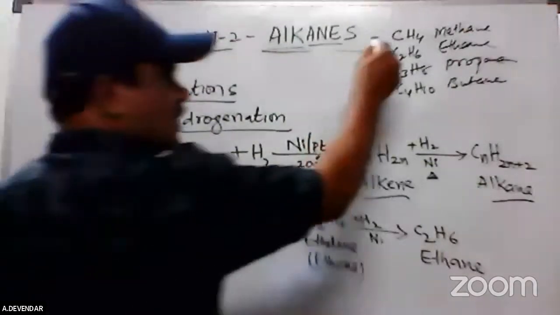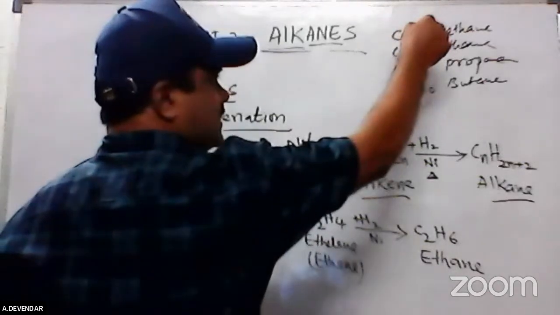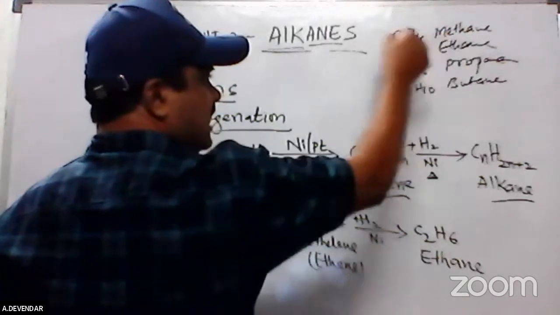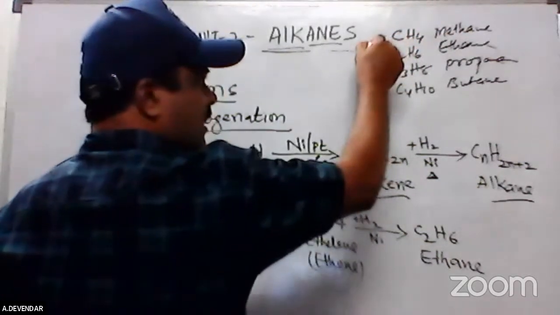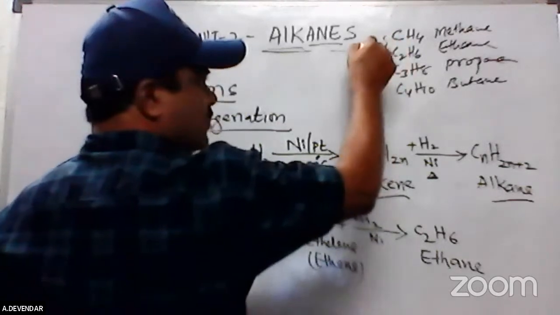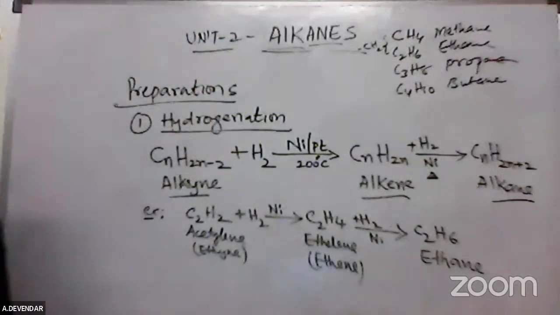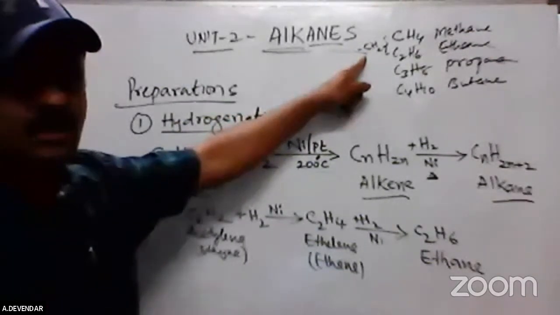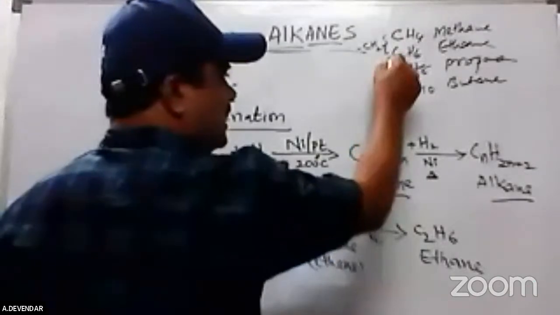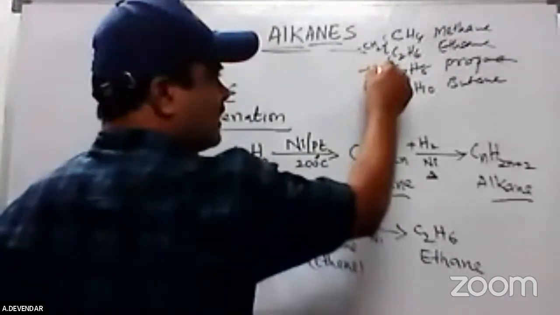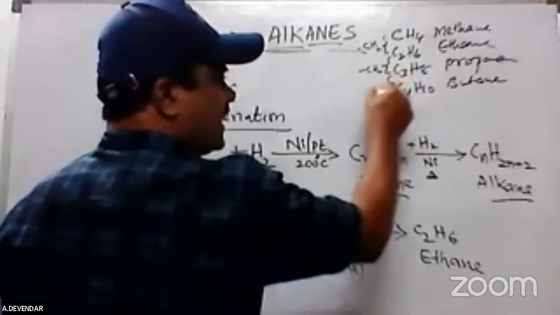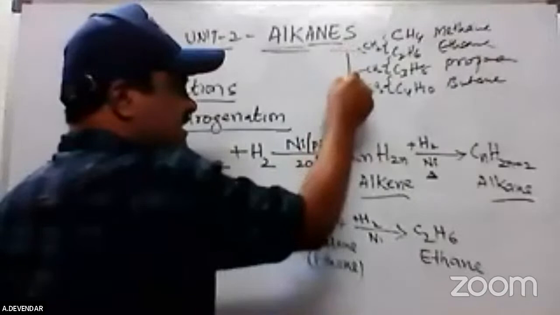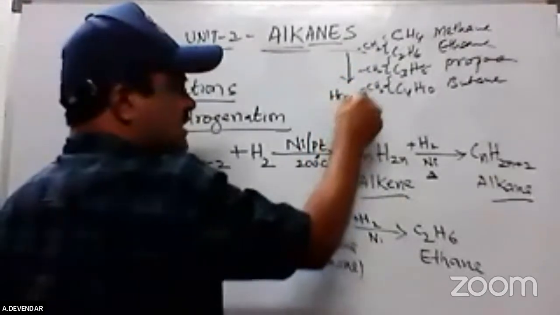In this series, the first family member of the alkane series is methane. Second is C2H6, ethane. What is the difference? 1 carbon atom and 2 hydrogen atoms. That series is called homologous. Ethane and propane also differ by 1 carbon atom and 2 hydrogen atoms. Propane and butane also differ by 1 carbon and 2 hydrogen atoms. This series is called a homologous series.